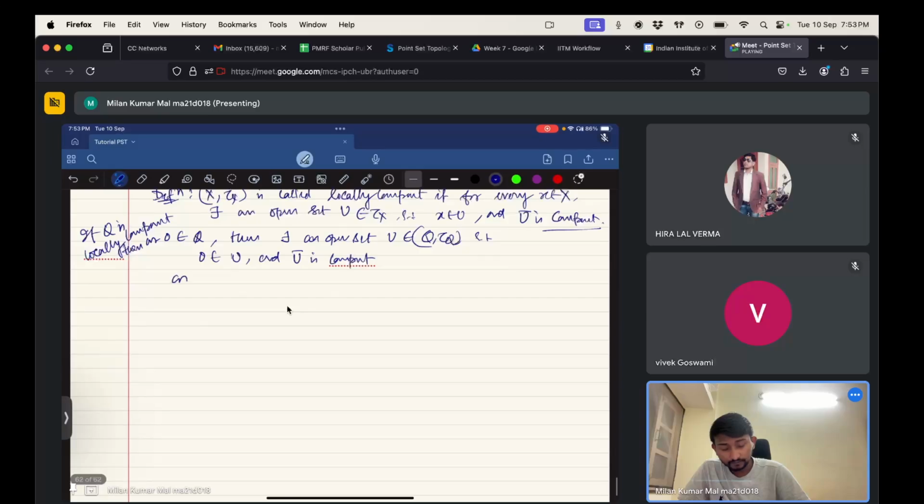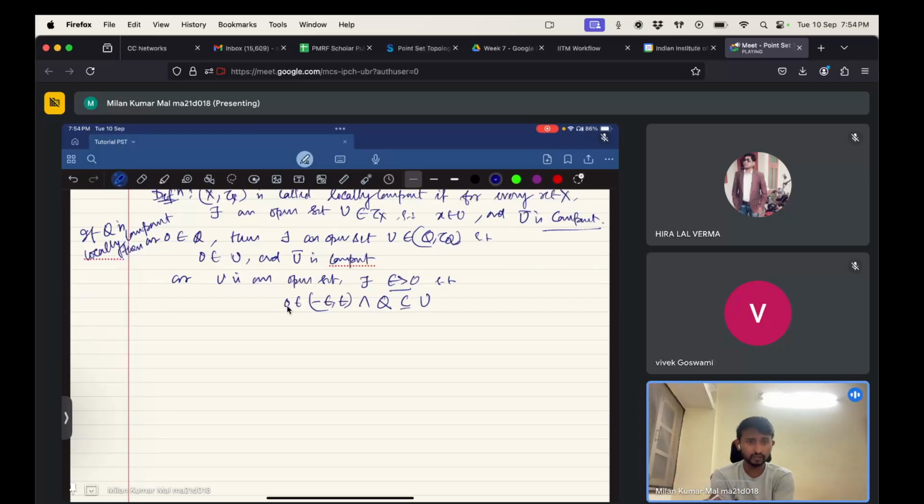Now as U is an open set, there should exist an epsilon greater than 0 such that 0 belongs to (minus epsilon, epsilon) intersection Q, which is sitting inside U. This is very general. What is it in the real case? A point 0 sitting inside an open set U in real analysis means there should exist an epsilon greater than 0 such that 0 sits inside (minus epsilon, epsilon), which is sitting inside U.